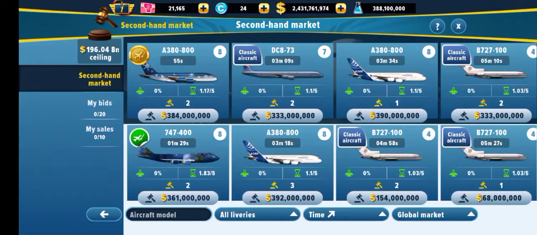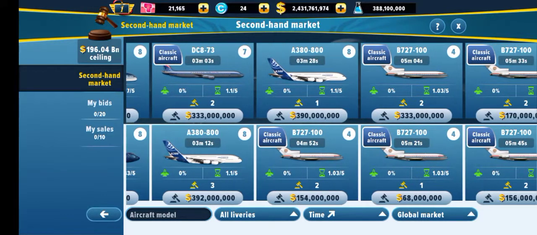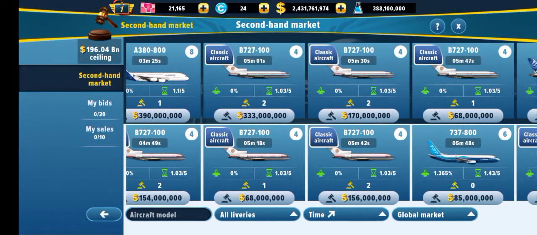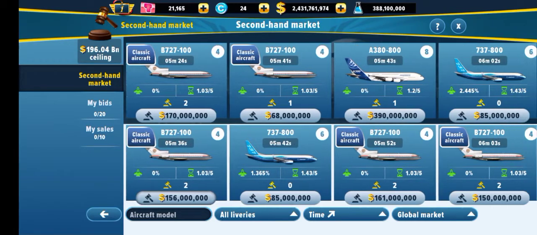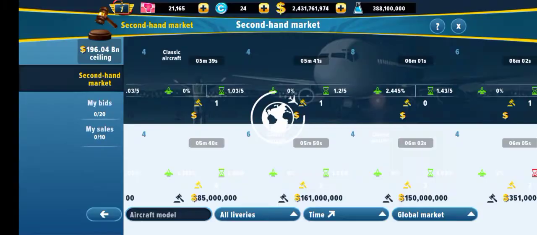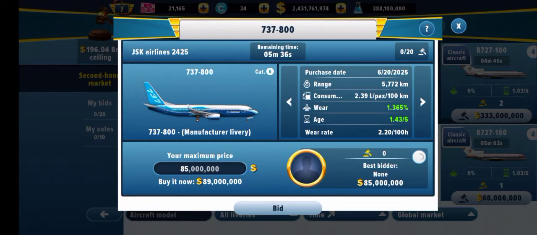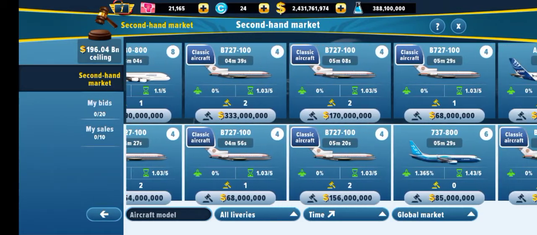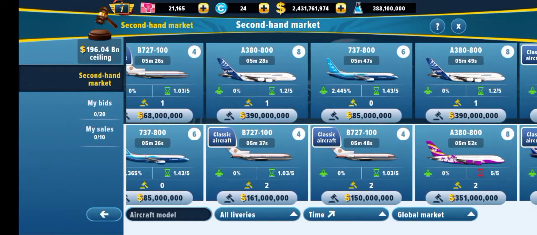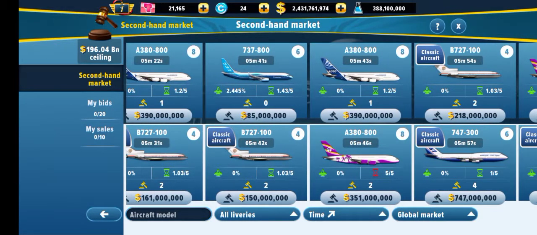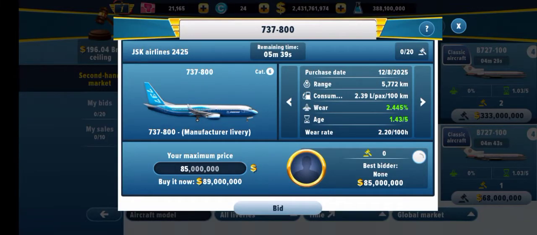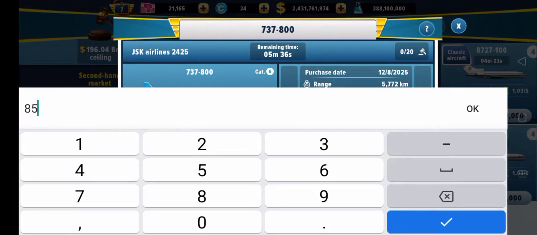So now I am actually going to go to the second-hand market, and honestly this place is quite nice if you're a beginner and you would just like to buy a couple of aircrafts. As you can see, we have a bunch of small aircrafts like this 737-800, which are pretty nice. I think I'm gonna be buying this 737 just because it's cheap. I'm just gonna buy one of these.